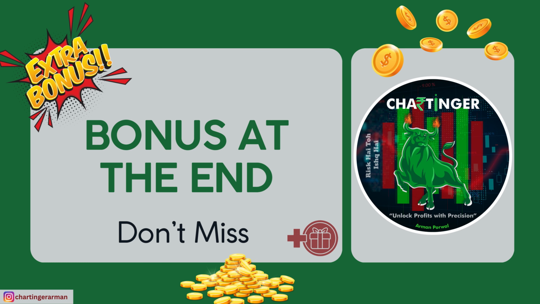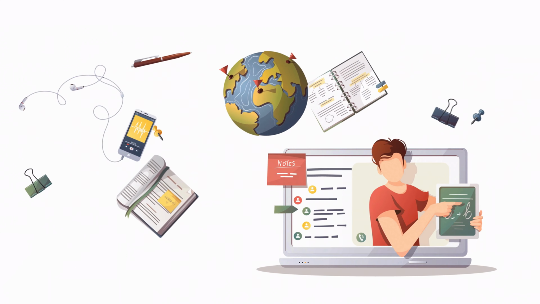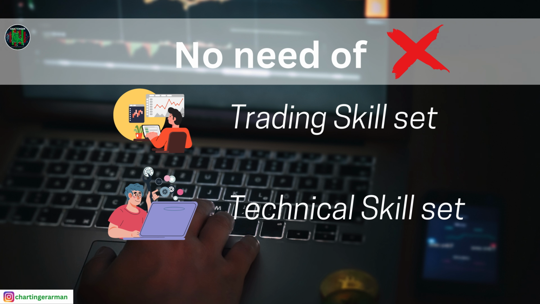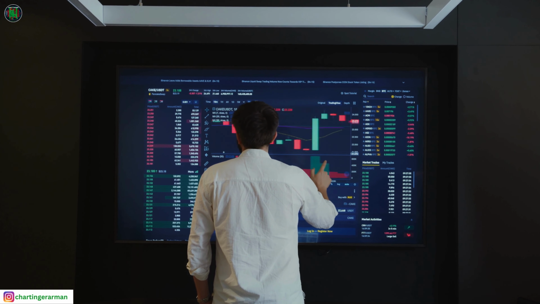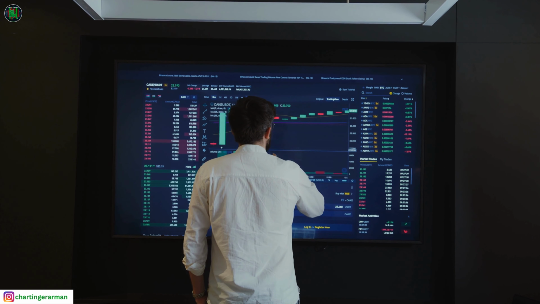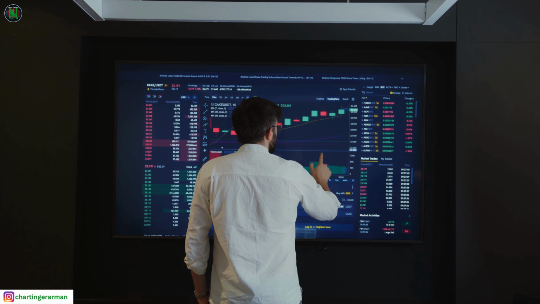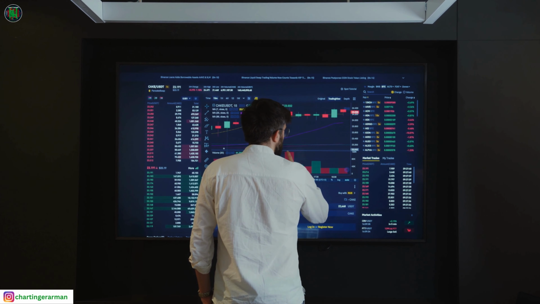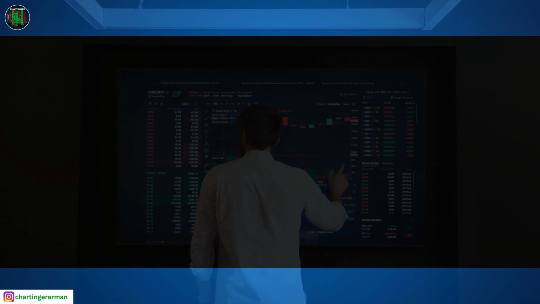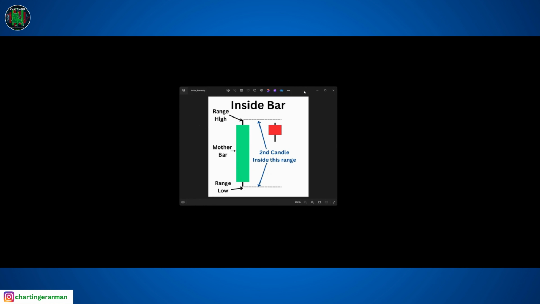Today we are going to learn a trading technique which is one of the simplest trading techniques and doesn't require much technical skill set. The only thing that we have to follow is a basic set of rules which we are going to learn in this session. The technique that we are going to study is called the inside bar trading strategy. So let's see what the inside bar trading strategy is.